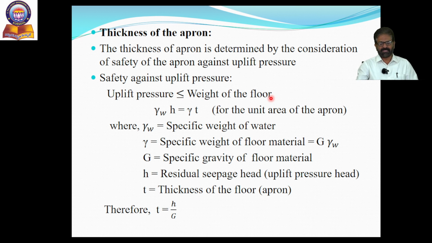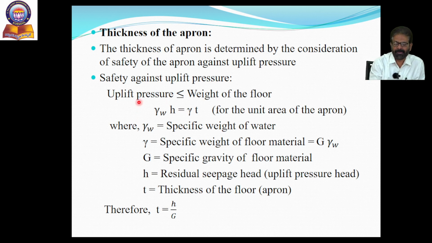Again, the procedure is very simple. We can consider this condition as a mathematical expression like this. For example, if you consider unit area of the apron, say 1 square meter unit area, what is the uplift pressure on that area acting vertically upward? What is the weight of the floor acting vertically downward? These are equal and opposite. So simply we are equating these two forces. One is uplift pressure force, the second one is the weight of the floor. Both are forces, so they are to be equal and opposite in direction, that's all.